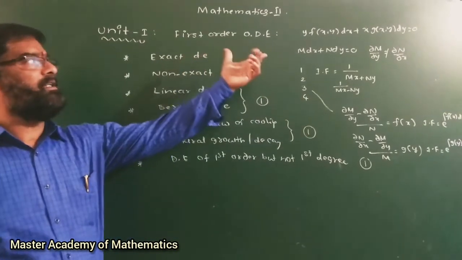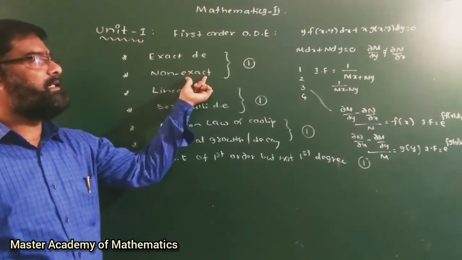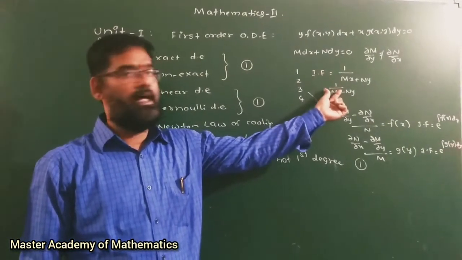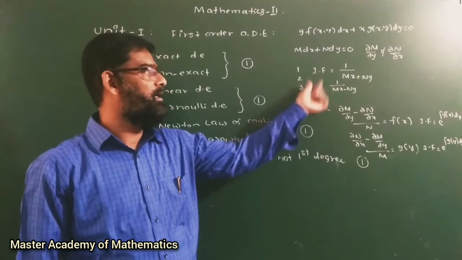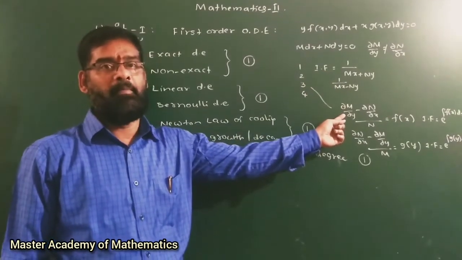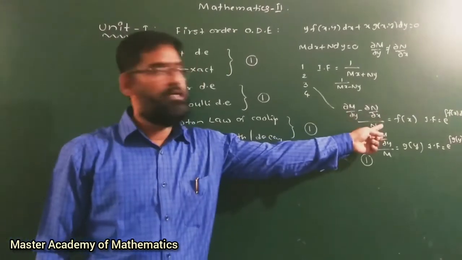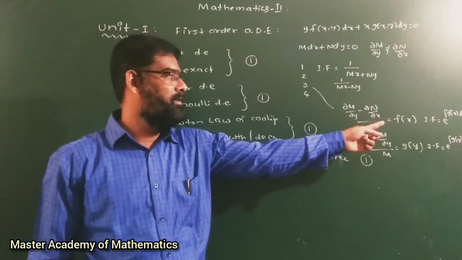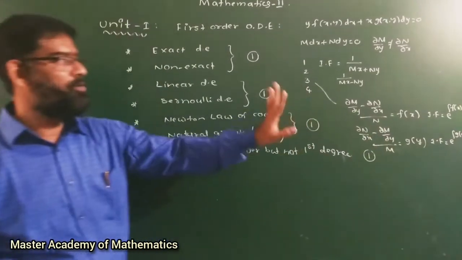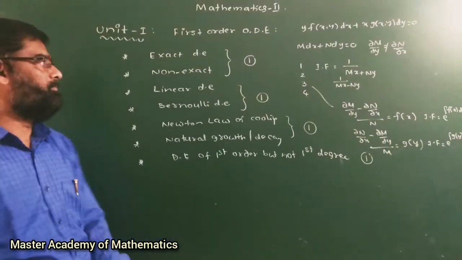Exact, directly there is no problem. In the non-exact case only, first method is applicable for homogeneous, second is non-homogeneous, third one, if these two are not applicable, then only you can move to the third method. That should give only function of x, then only you can apply your third method. Otherwise, you go to the fourth method. So how you are going to verify one by one?